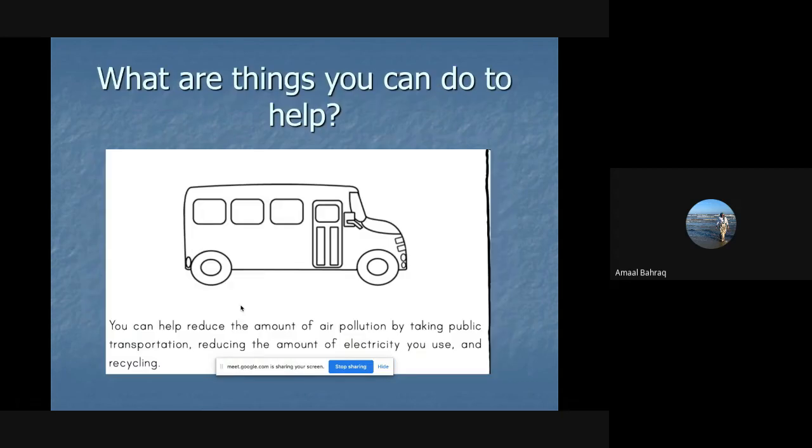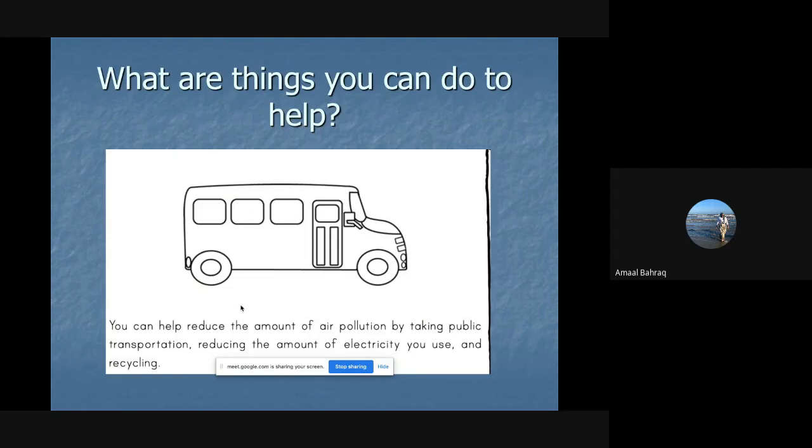So, what are some things you can do to help? Because we know pollution exists, but what can we do to help? You can help reduce the amount of air pollution by taking public transportation, for example, taking a bus, riding a subway if you live in a big city, reducing the amount of electricity you use. So if you're at home and you see some lights on and no one's in that room, you can turn off the lights. And also recycling. We're going to have a whole lesson on recycling, so I'm going to hold off on saying more about that.